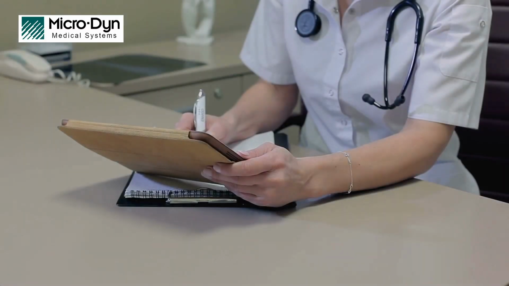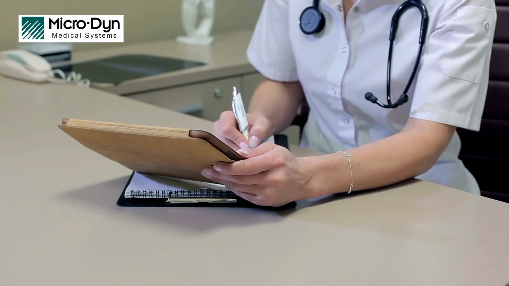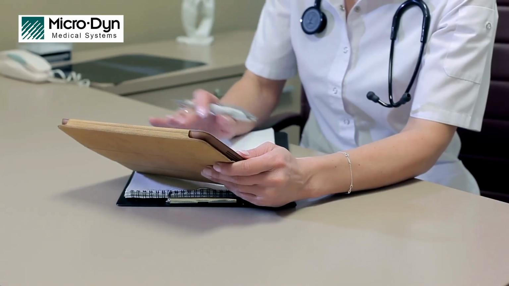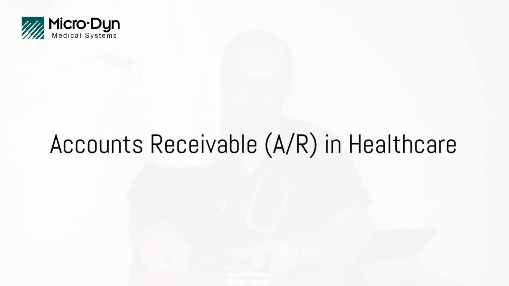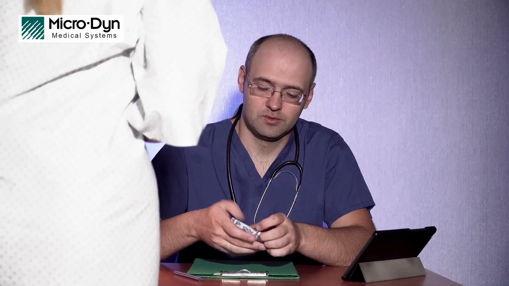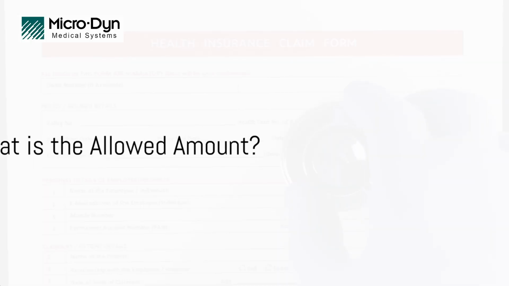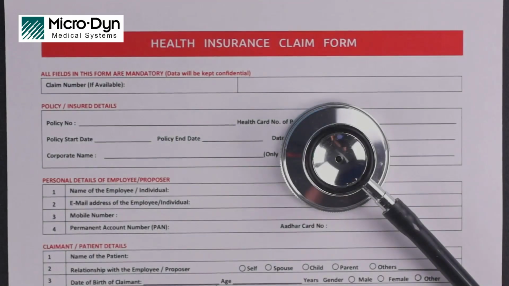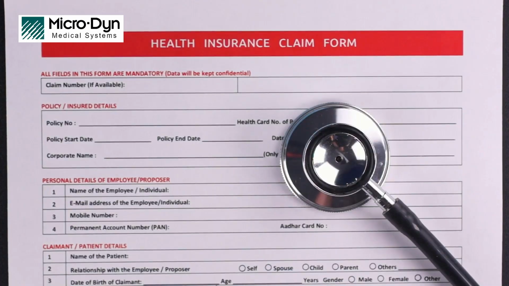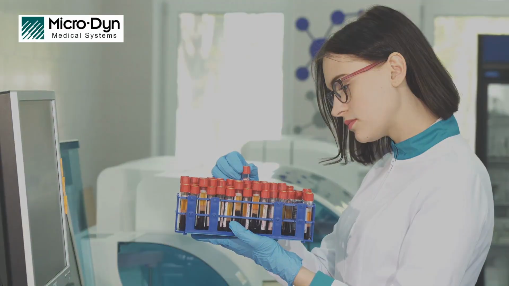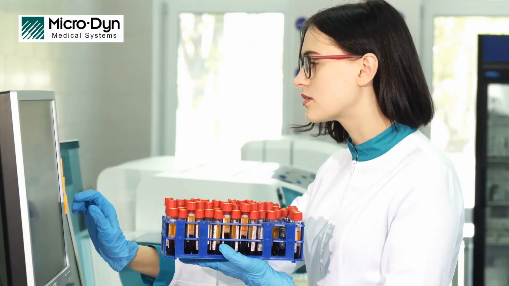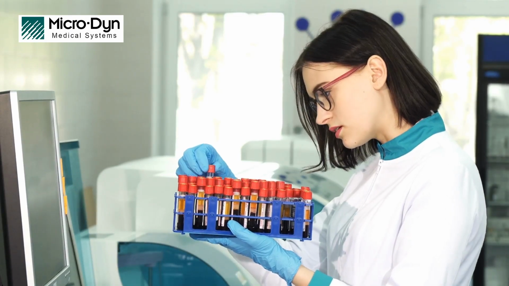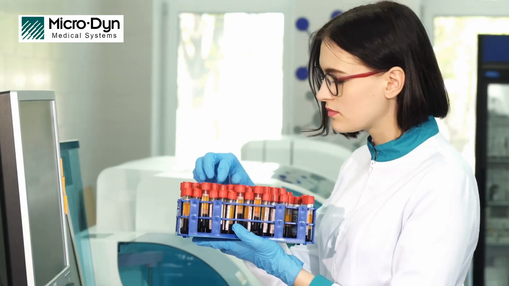An adjustment or write-off is a change to the billed amount to account for negotiated discounts or corrections. Accounts receivable, or AR, refers to payments still owed to a provider for services rendered. The allowed amount is the maximum amount an insurance company agrees to reimburse for covered services. Ancillary services are additional healthcare services like lab tests or surgeries, and they're separate from room and board.